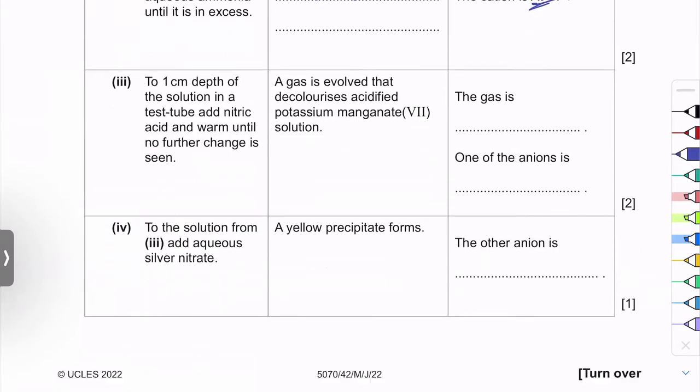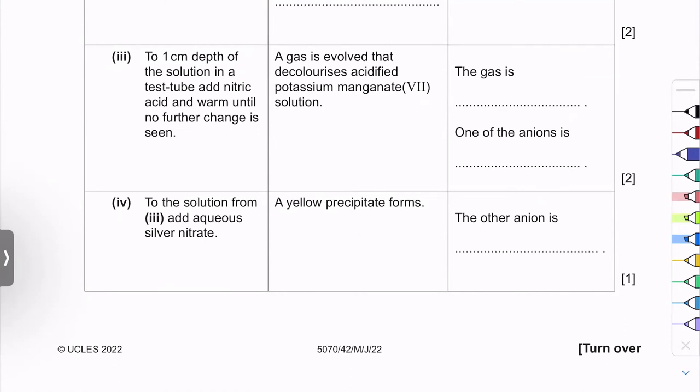Okay. To 1 centimeter depth of this, add nitric acid and warm until no further change is seen. Theek hai. Acid add kiya hai. Humne ye padha tha. Agar acid add kiya hai, gas aayegi. To wo kaun sa hoga? Say carbonate. Carbonate ho sakta. Yes, gas aaye aur wo carbonate ho jaye. Gas aaye aur wo carbon dioxide gas ho. Yani ke the gas, what does a carbon dioxide ka test kya hai? It turns lime water milky. Lime water milky, exactly. Theek hai, ek hi option thi.